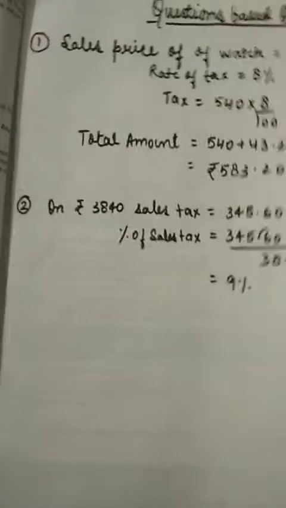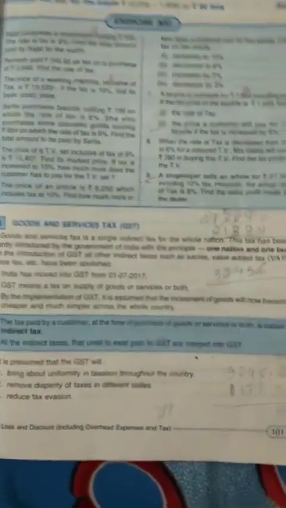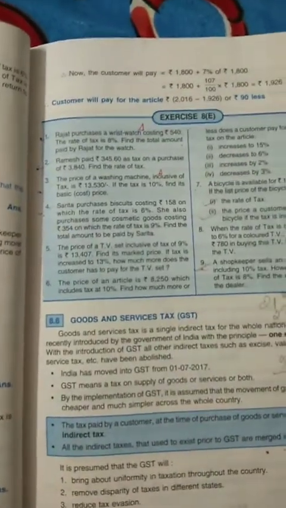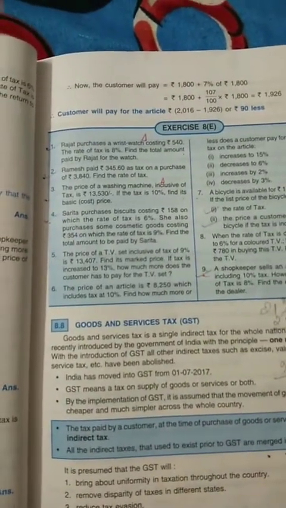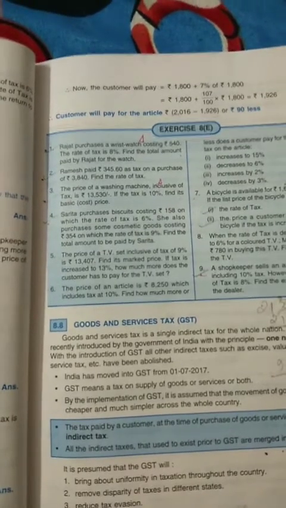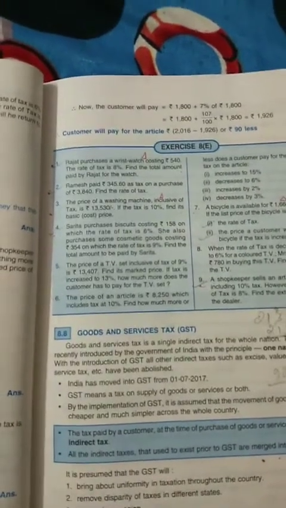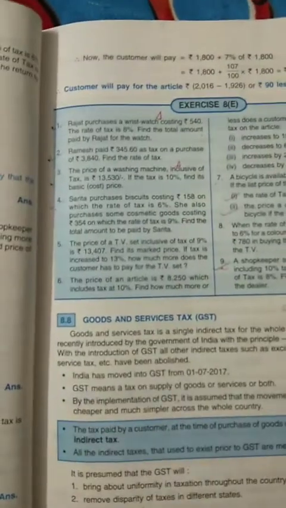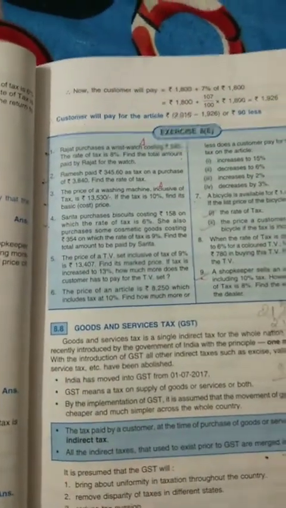Now the next question which we are going to solve is question number 3. Just have a look at question number 3. The price of a washing machine inclusive of tax is given as 13,530 rupees. If the tax is 10%, you have to find its basic cost price, without tax. You have to find the price without tax. So let us solve this.